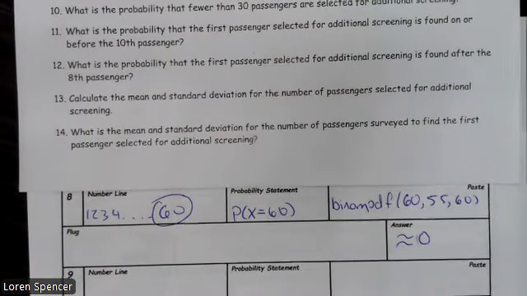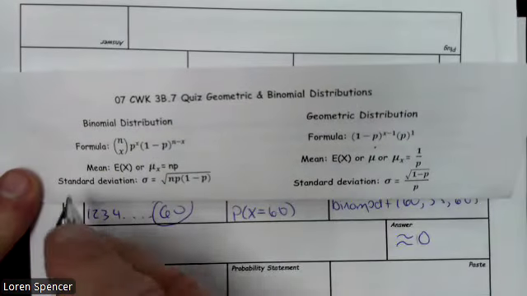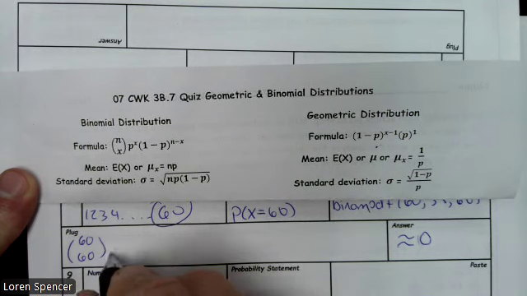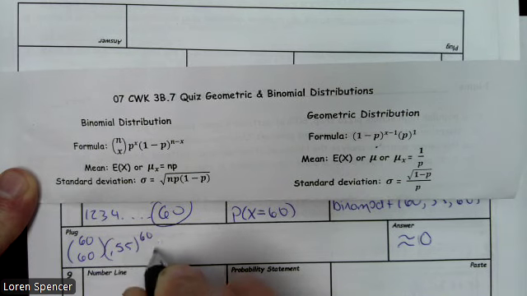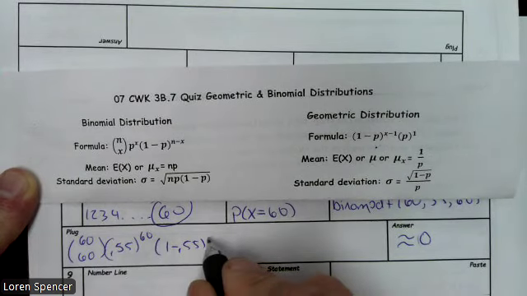So this needs to be a binomial. We're going to write down our binomial formula, which in this case is 60 choose 60, times 0.55 to the 60th power, times 1 minus 0.55 to the 60 minus 60.